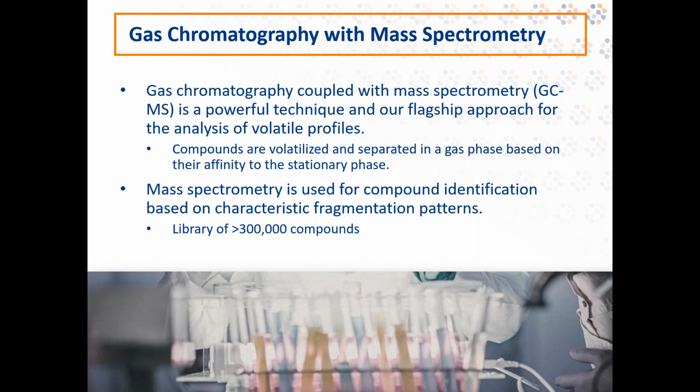So GC-MS uses an ionization technique known as electron impact. And this results in the production of fragmentation patterns. That is, we take these compounds and they're broken down into smaller pieces. And the way these compounds break down is characteristic to each structure. So by taking that fragmentation pattern, we can compare it to our library of compounds and identify it. And we have libraries of over 300,000 compounds that allow us to identify a wide variety of different chemicals.